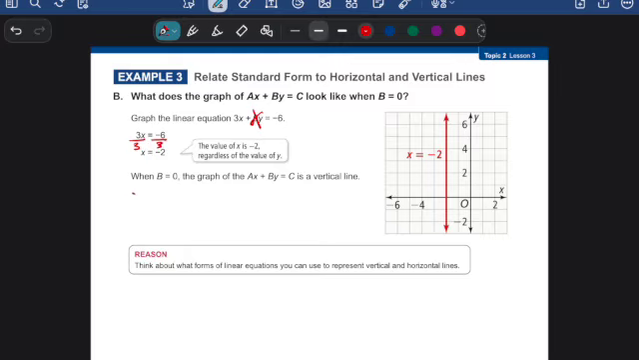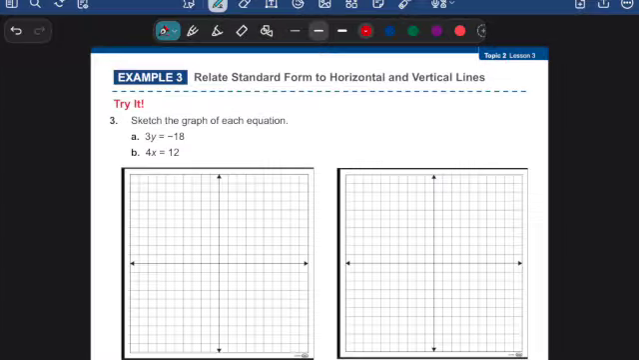Again, what does this say? x is always negative 2. No matter what value for y, x will always be at negative 2. So now we have a vertical line. So you'll want to know these special cases for standard form, for vertical lines and horizontal lines, and what those equations would look like.